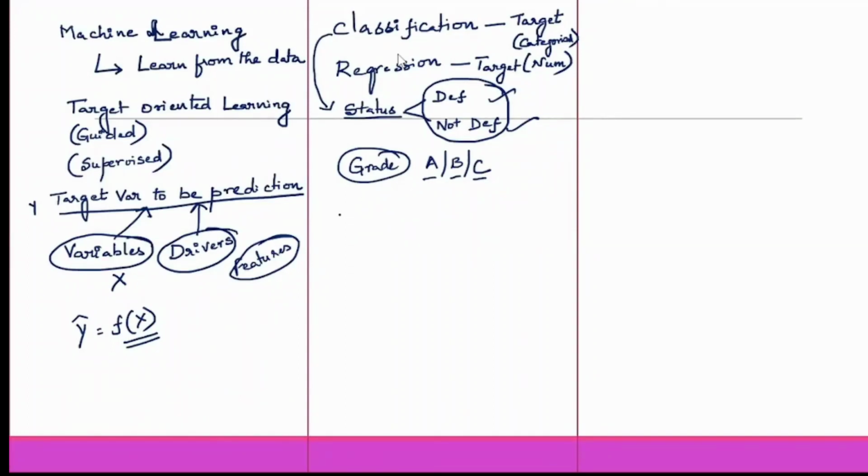Whereas there could be some problems to predict price, to predict quantity, to predict claim amount.